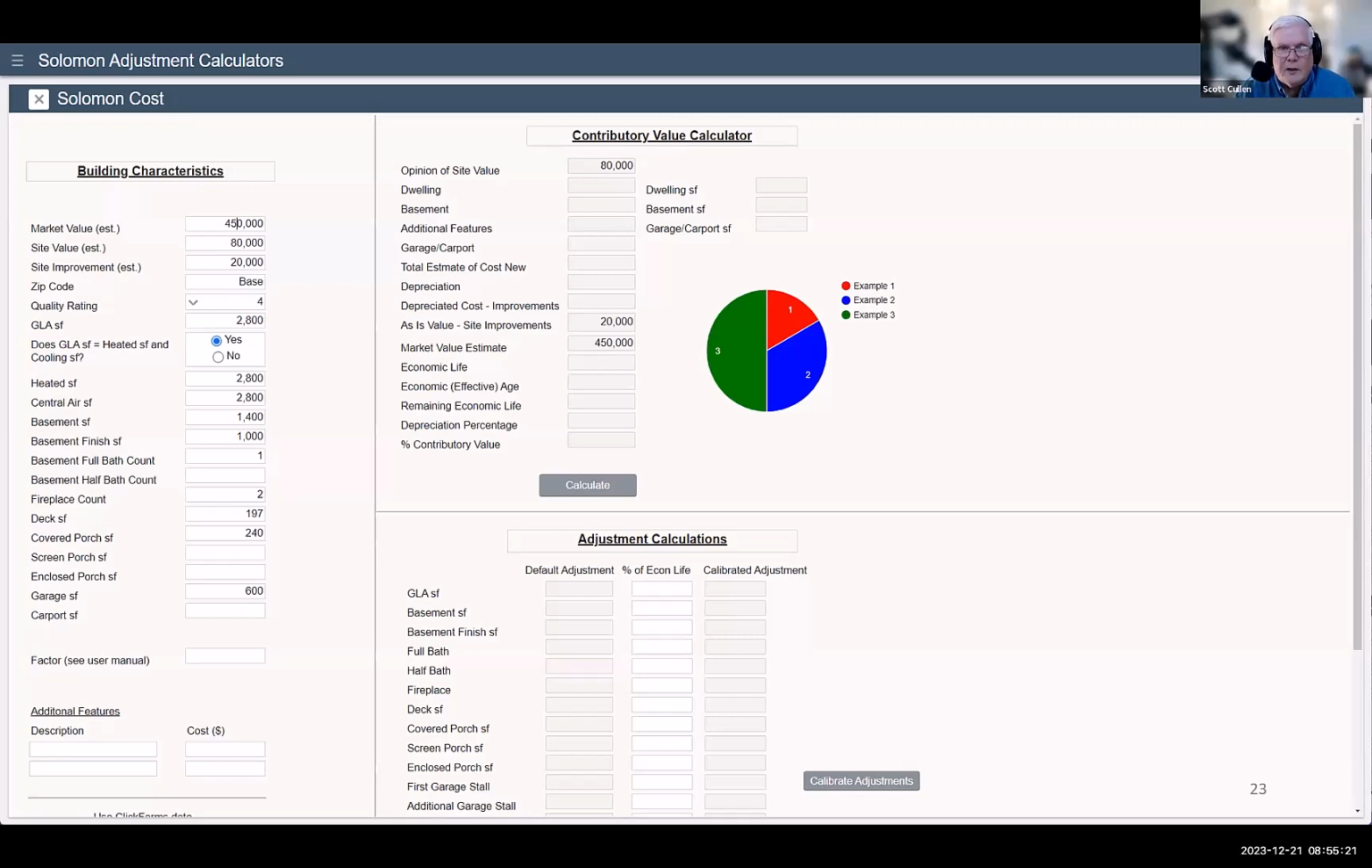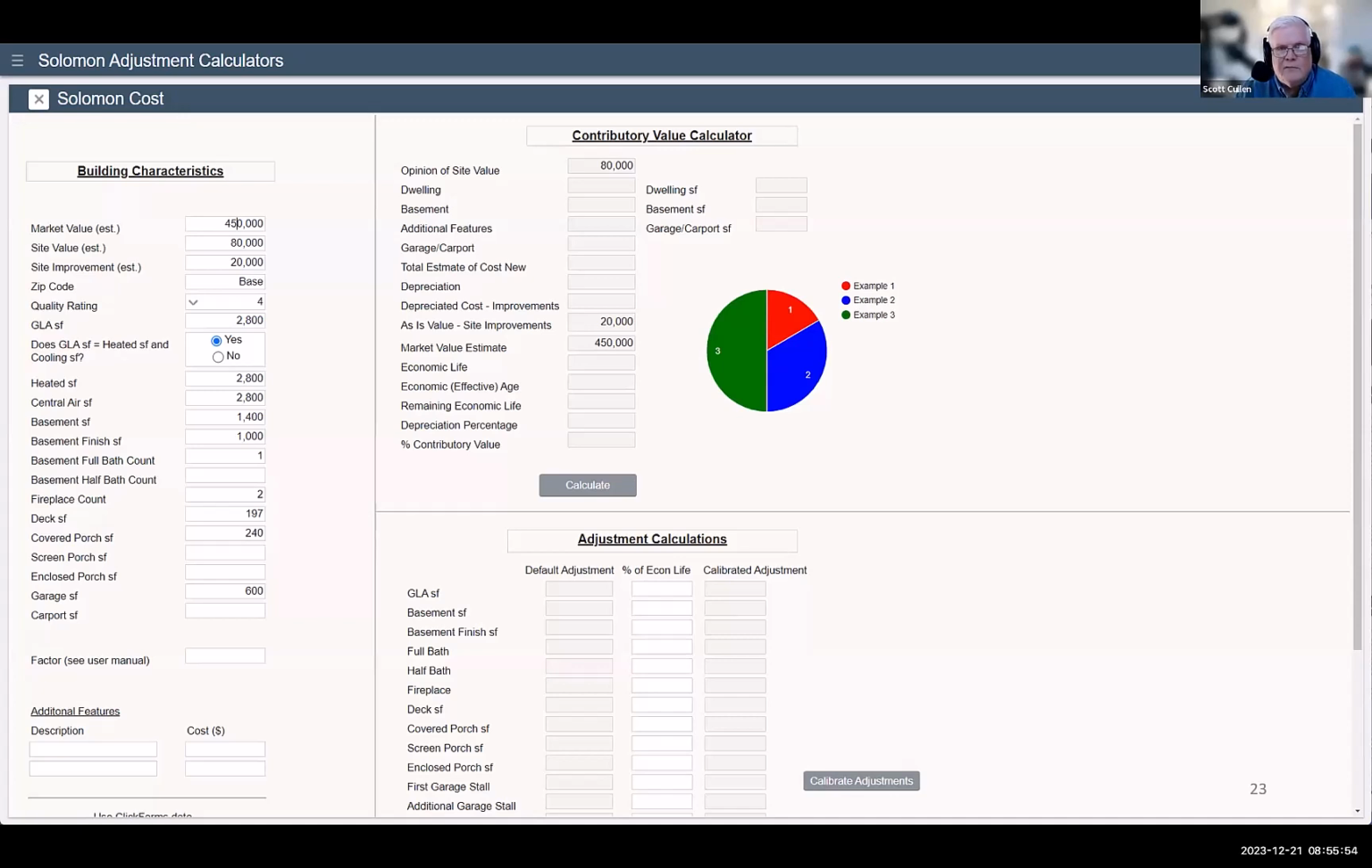Remember, we are using the cost approach as an analytical tool, not as an approach to value. Enter site value, as-is value of site improvements, and zip code. I use the word base to keep the zip code multiplier out of the equation. You would normally enter the subject zip code to localize the cost data. Select the quality rating and use sketch data to enter the square footage, basement, bath count, and fireplace count.